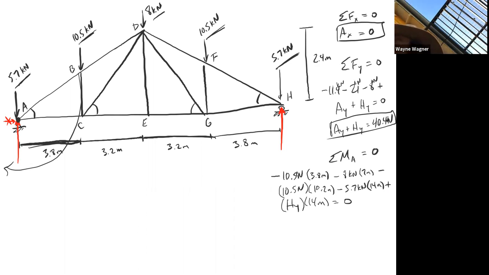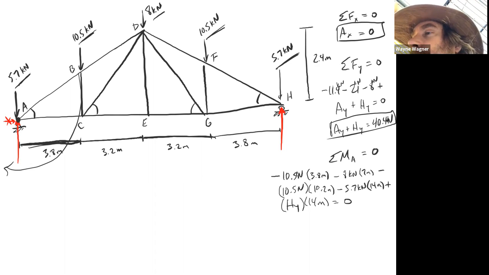Some of you guys have, let's see here, 10.5 times 3.8 plus 56 plus 10.5 times 10.2 plus 5.7 times 14 equals 282.8. We're going to divide by 14, get 20.2. Is that right? Yes. HY equals 20.2.